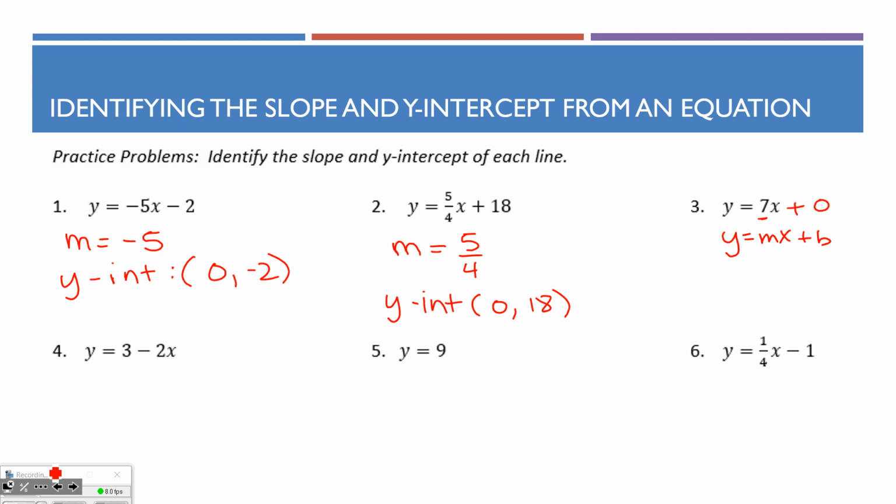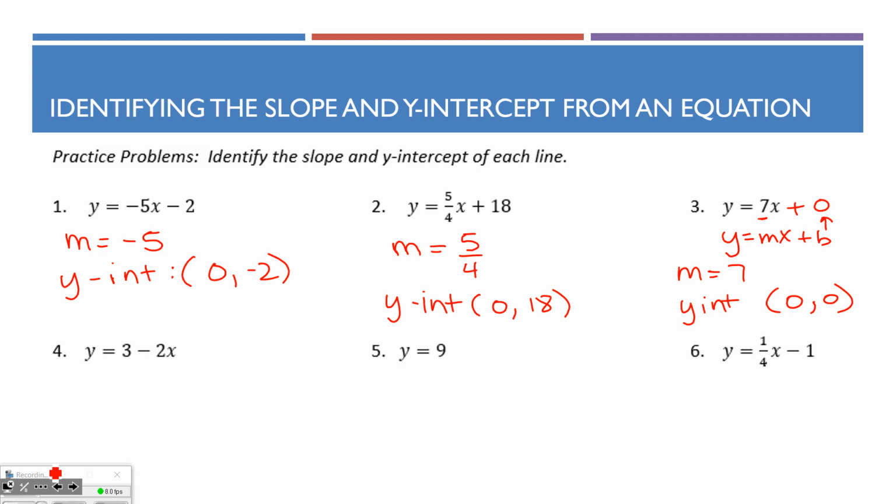So if I had y equals 7x plus 0, that would simplify to just y equals 7x. So that tells me that my b value is actually a 0 there. So my slope is going to be 7, and my y-intercept is the point (0, 0).